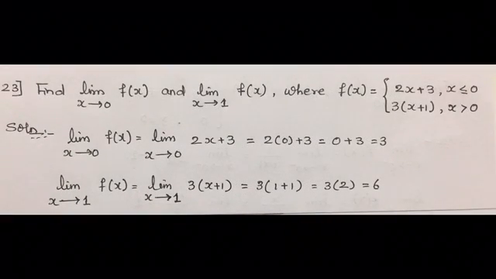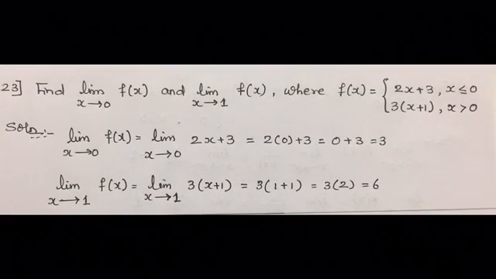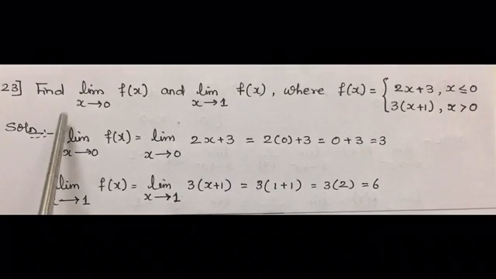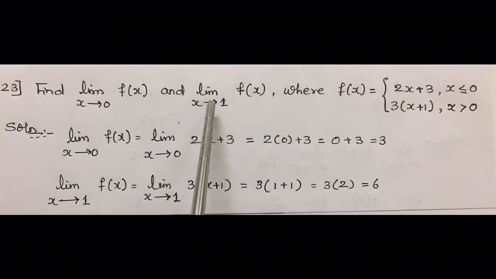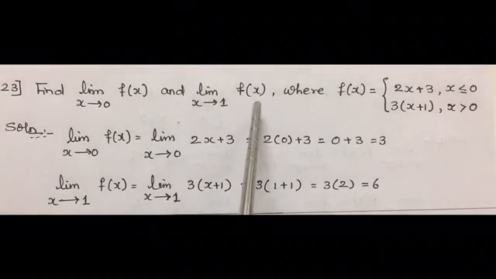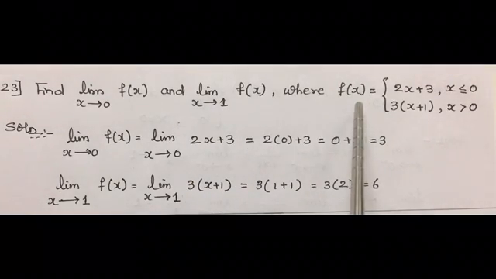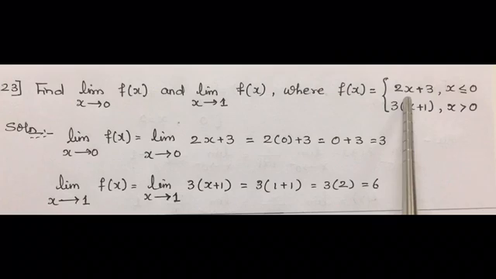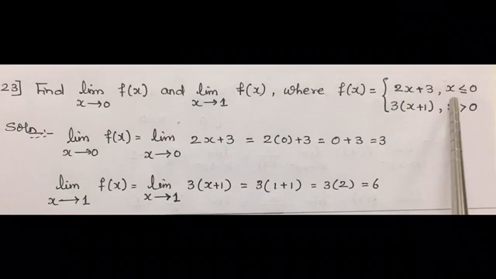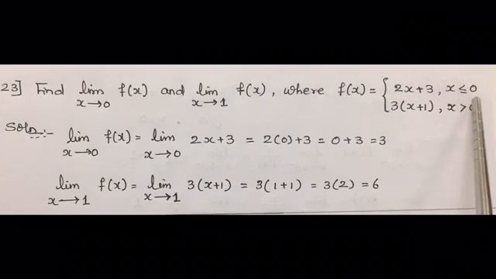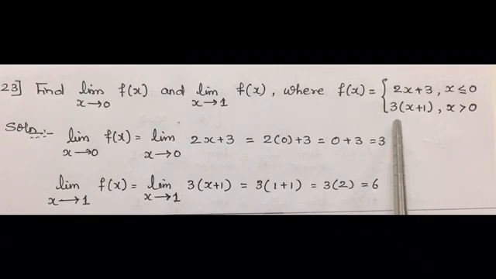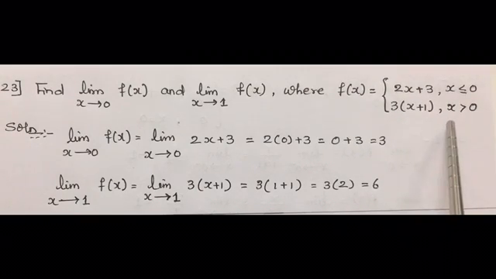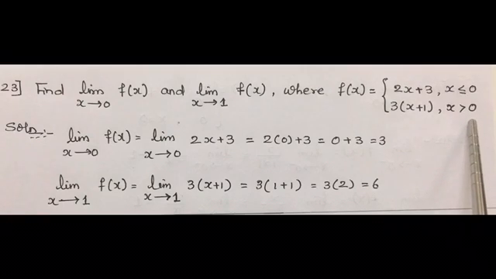23rd example is find limit x tends to 0 fx and limit x tends to 1 fx where fx is equal to 2x plus 3 when x is less than or equal to 0 and 3 into x plus 1 when x is greater than 0.